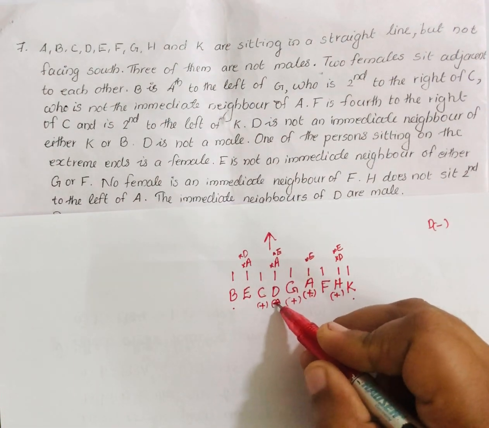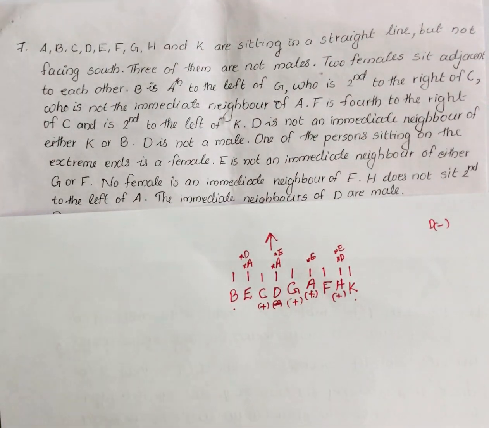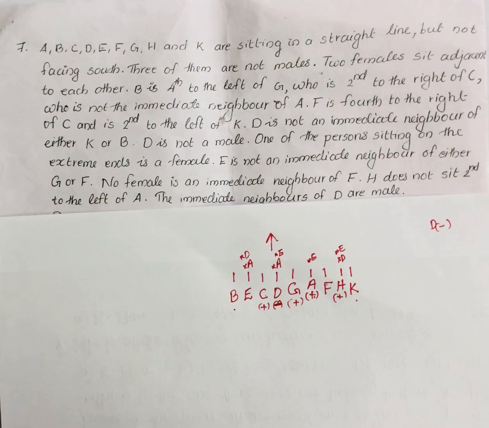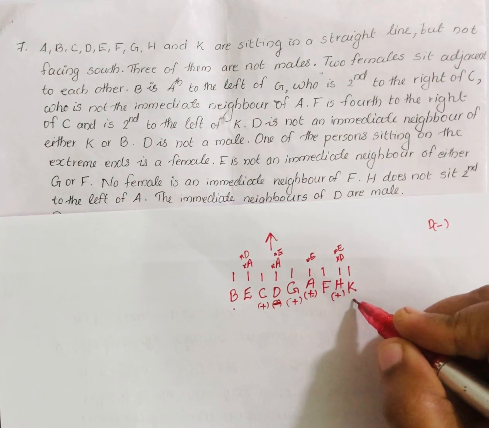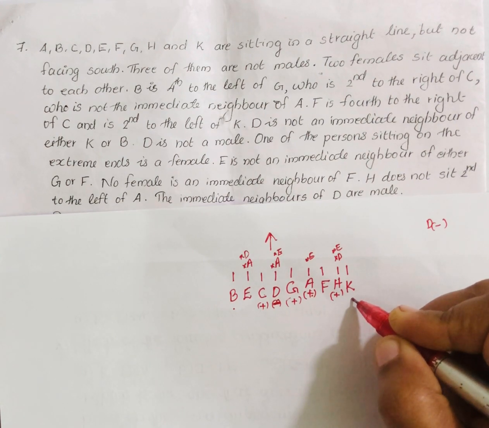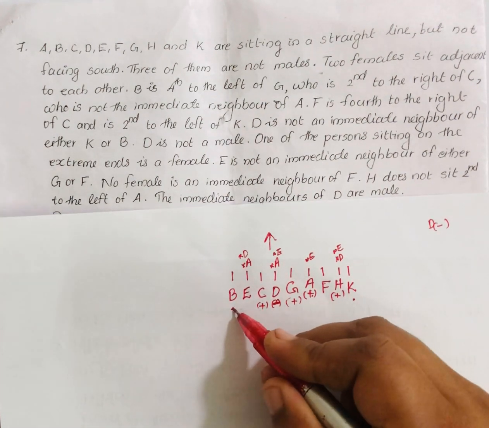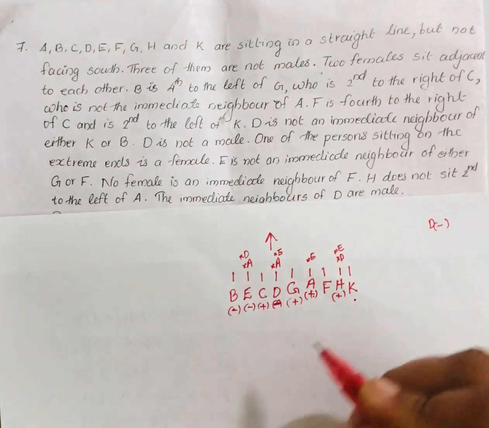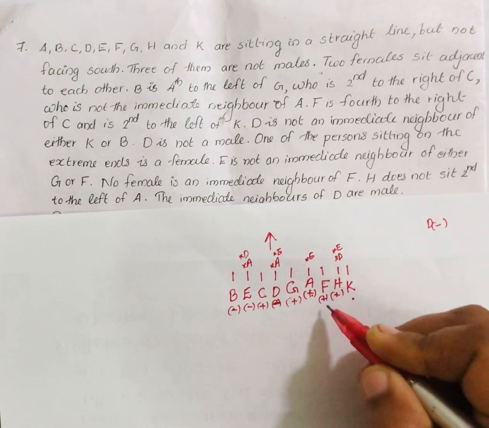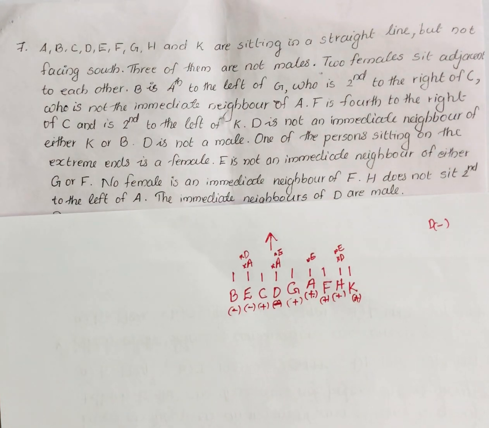So D is one female and two more females are there. One female is sitting at an end and two females are adjacent also. So if we put this person as female, two females cannot be adjacent to each other. So these two become females and the remaining persons are male members. This will be the arrangement.